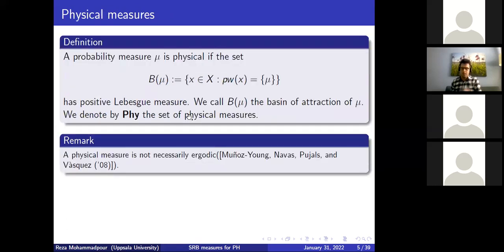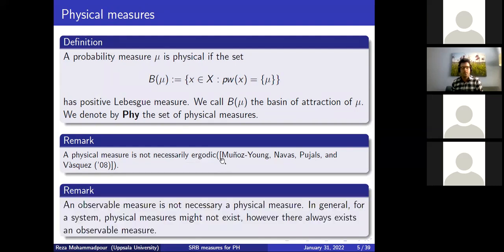Let me mention this remark: a physical measure is not necessarily ergodic. There is a nice example by these authors. Their example is a one-dimensional map, and for some parameters the physical measure is not ergodic. It's easy to see that any physical measure is an observable, or physical-like, measure, but the other direction is not true. I mean, an observable measure is not necessarily a physical measure. So in general, for a system, we know that an observable measure always exists, but not necessarily a physical measure.